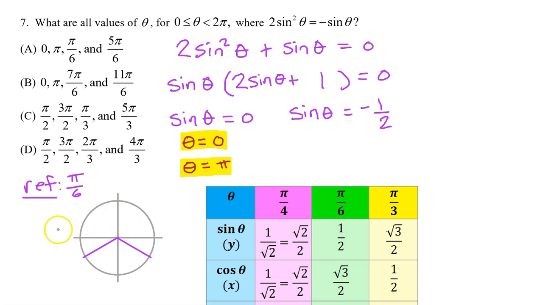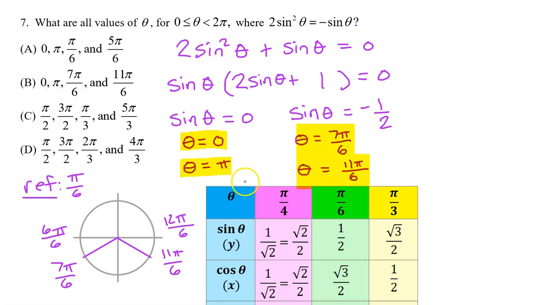We can think of pi as 6 pi over 6. So this angle in the third quadrant is 7 pi over 6. We can think of 2 pi as 12 pi over 6. So this angle in the fourth quadrant is 11 pi over 6. These are the 4 solutions to the equation, so the answer is B.